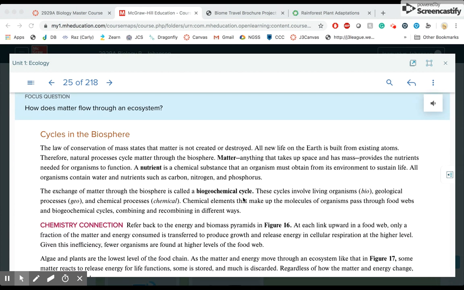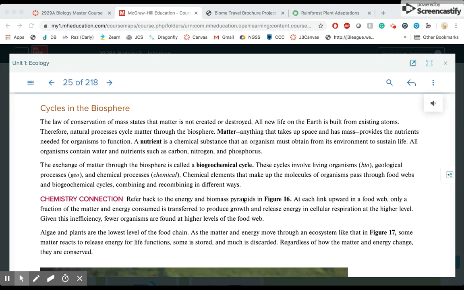So most of the cycling happens through something that is such a long word called a biogeochemical cycle. So bio meaning living, geo meaning rocks or earth, and chemical meaning basically, obviously, chemicals. So it moves through living things, rocks, and chemical cycles that these different nutrients cycle.